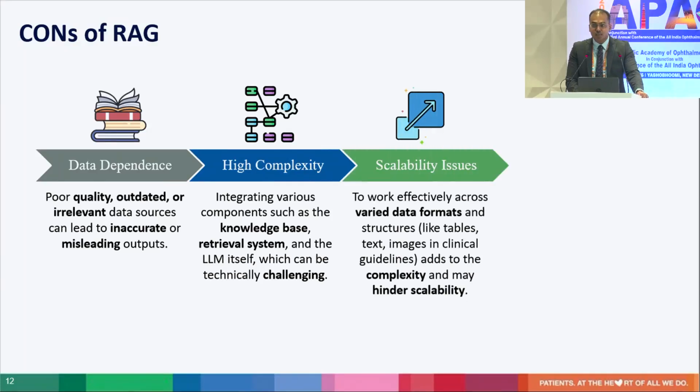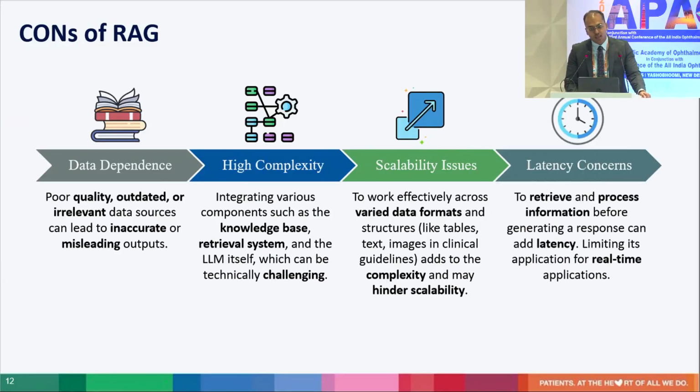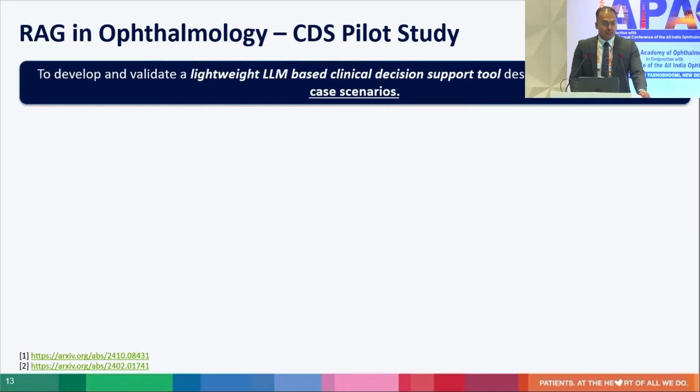And of course, there's scalability. If you're looking at different data types like tables, or even PDF documents that have embedded tables, text and images, it gets very complex in terms of how you want to scale the solution. And lastly, latency. Because you have a full-fledged retrieval pipeline and a complex LLM pipeline, that limits its application in real-time applications.